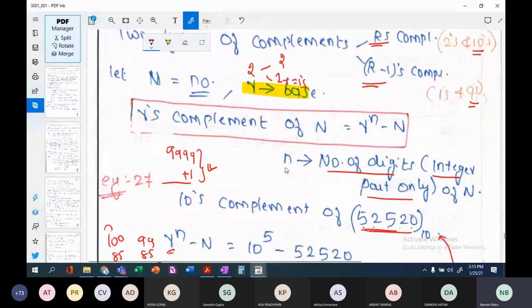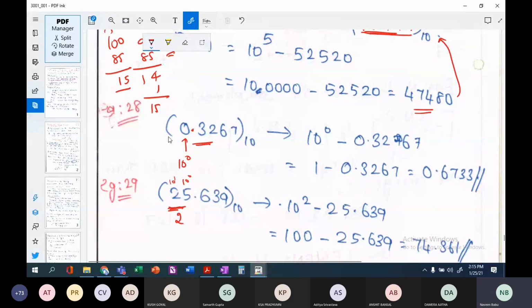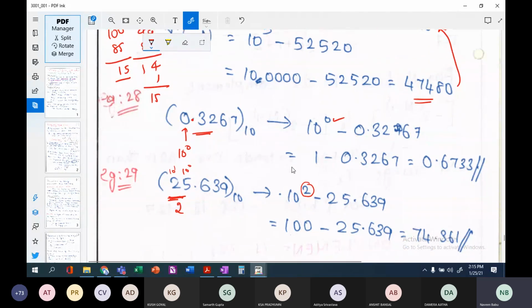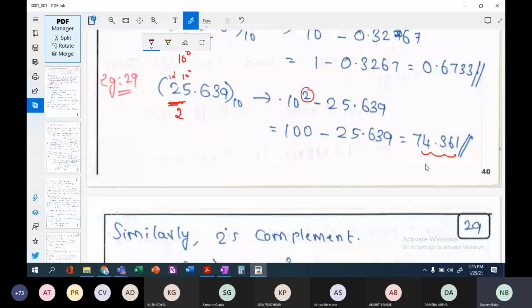So in this particular example, how many digits are there in the integer part? It is 0, hence it is 0. Here, how many digits are there in the integer part? There are 2 digits, hence it is 10 power 2 minus 25.639. So this 74.361 is the tens complement of 25.639. Okay. Similarly, this is for the decimal number system.